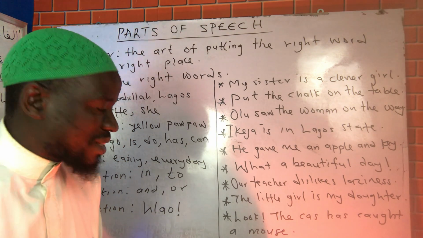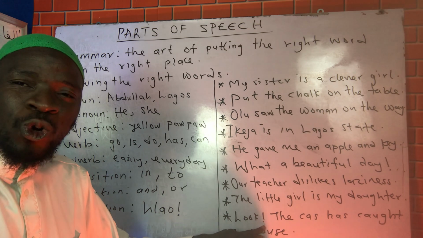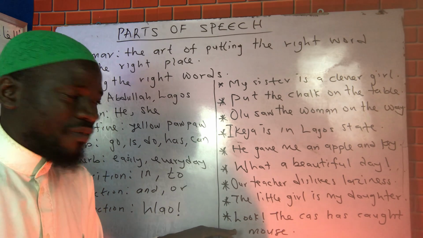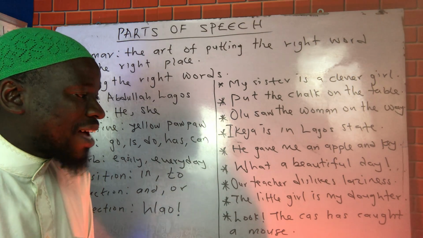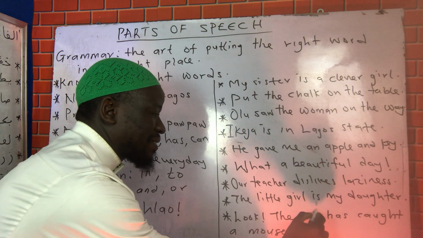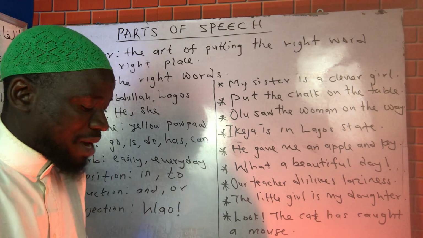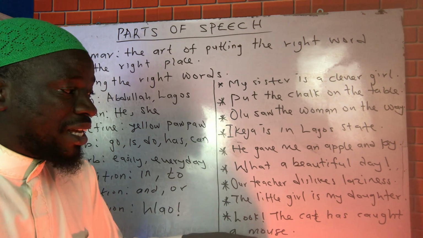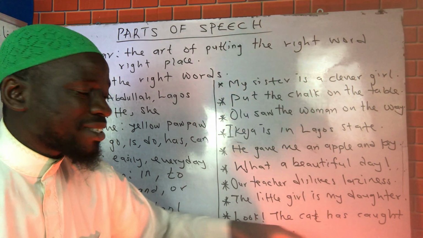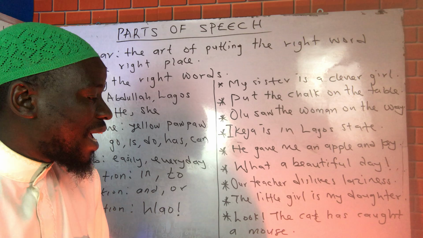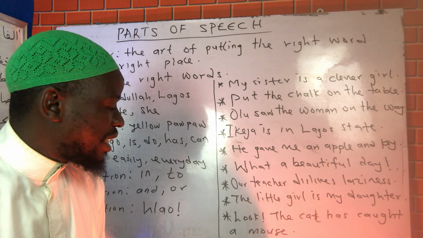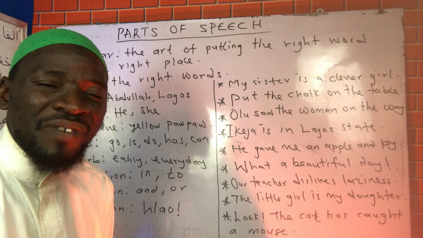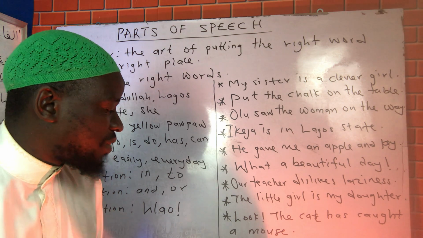Look! We can see the exclamation mark after look. Look is a verb. The cat has caught a mouse. Mouse is a name. Caught is a verb. Has is a verb. Cat is also a name. Elephants are found in India and Africa.